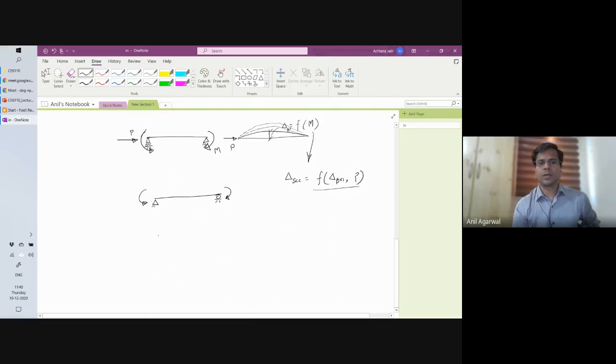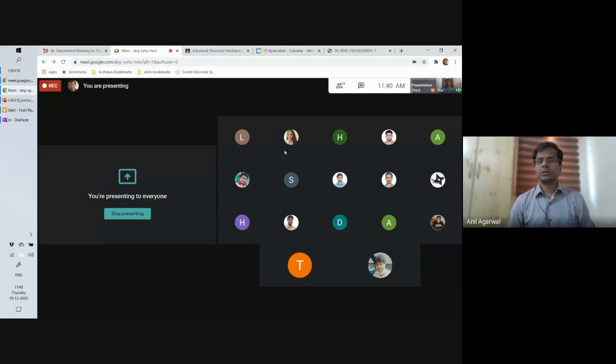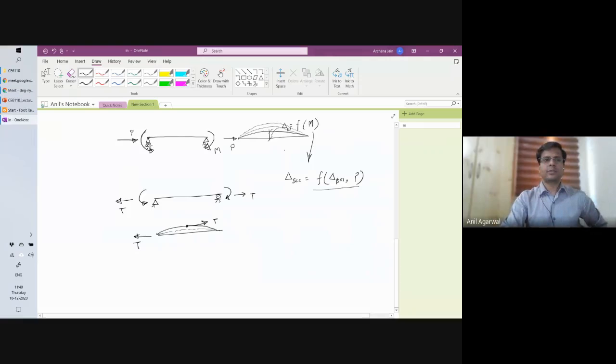So these two moments would make the column or beam bend this way. But if I apply a T also on top of this, then what will happen? Because of this, T will be resisted from here, right? And as a result, your net deflection will be lower. Originally it was this much, but now, because of the presence of T, your deflection will be lower. So T will have a more stabilizing effect, whereas P will have a destabilizing effect. Fine? Makes sense, right? So this is also one type of geometric nonlinearity.